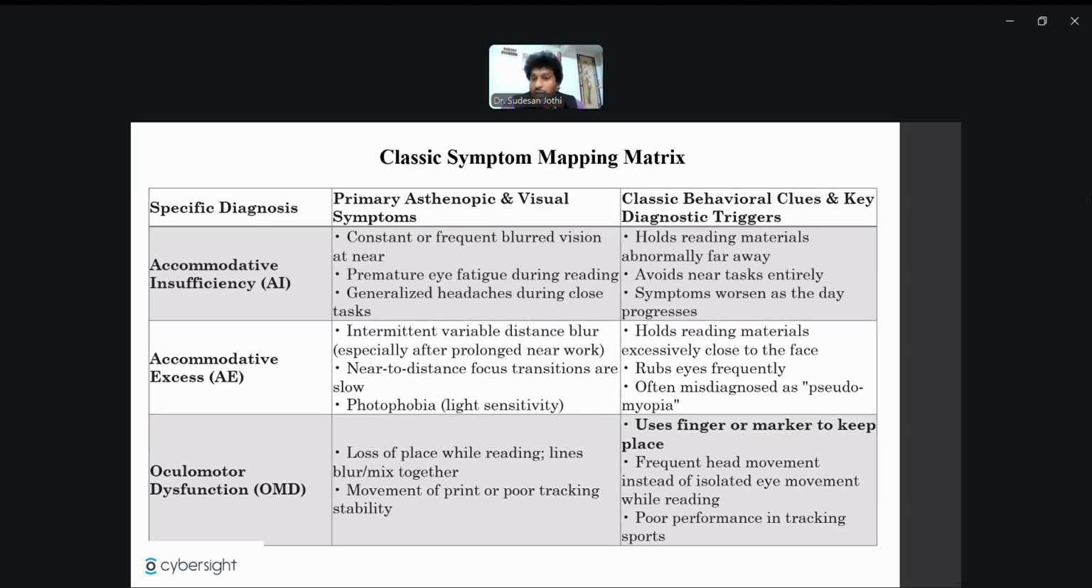They avoid near tasks. In accommodative excess, there is intermittent blur, especially after prolonged work, near-to-distance focus is slow, and they also experience photophobia. And in OMD, the ocular motor dysfunction, there is loss of place while reading, and they report blur, with movement of the print or poor stability.